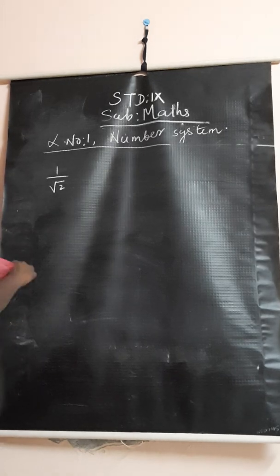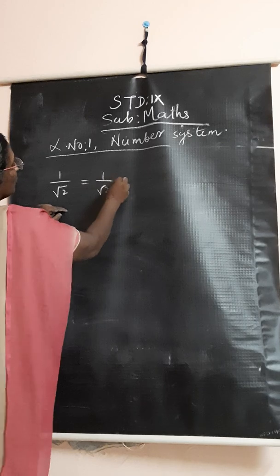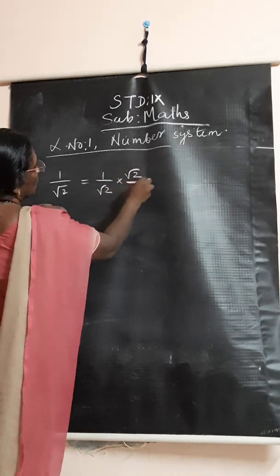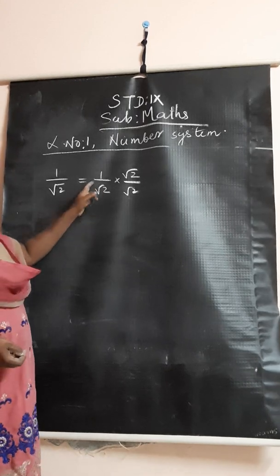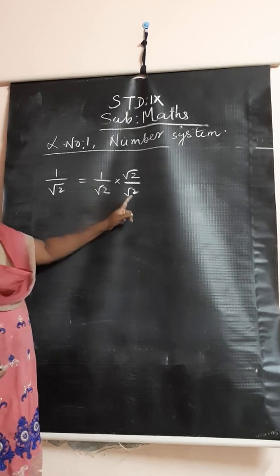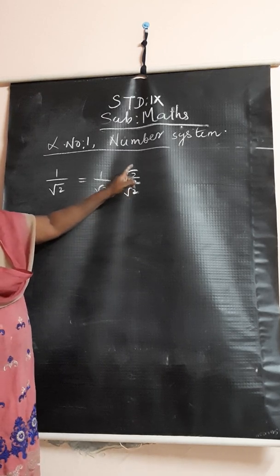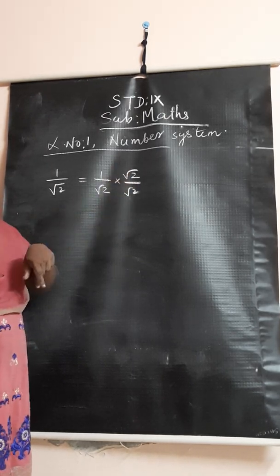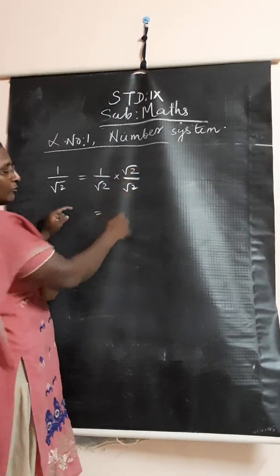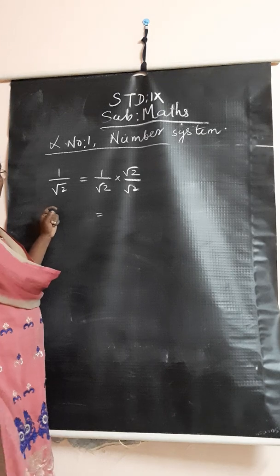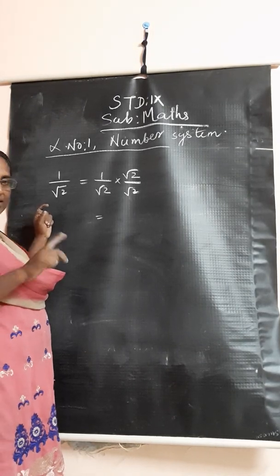Therefore, 1 by root 2 is equal to 1 by root 2 into root 2 by root 2. The rationalizing factor of root 2 is root 2, but multiplying only root 2 here will change the value. Therefore, we will multiply numerator and denominator both. Then the value will not change. Root 2 by root 2 is 1, and 1 multiplied by any number gives the same answer.